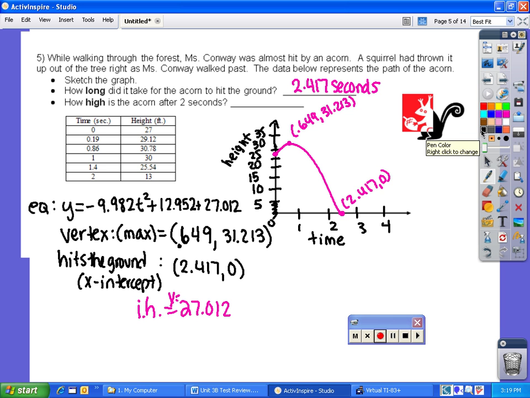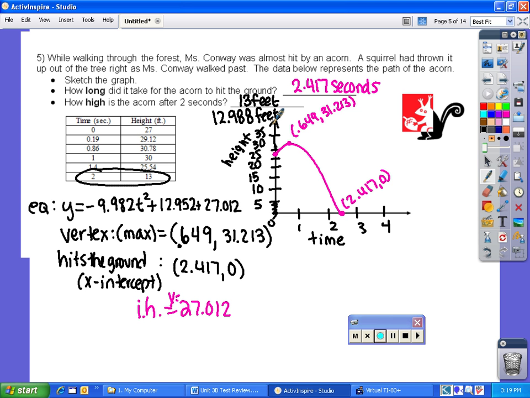How high is the acorn after 2 seconds? It is 13 feet. You can look at that table, or you can press your second graph and go to that table. Your graph in your table might have it rounded to 12.988. If they show the table, you can put that answer there. If not, you're going to have to go by what's in the table in your calculator.